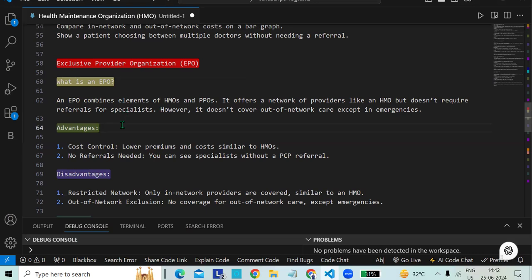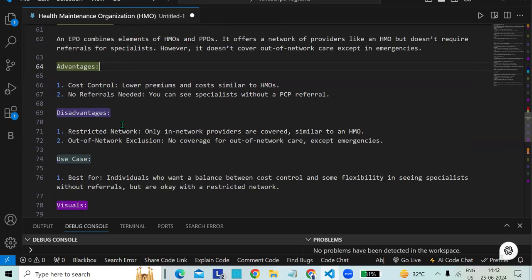And what are the advantages? Cost control, lower premiums, and cost similar to HMO. So you can find lower premiums like HMO, and no referrals needed. You can see a specialist without a PCP referral, right? So these are some advantages. The cost is like HMO, and there are no referrals, which is like PPO, right? By combining both, we get EPO. Simple.